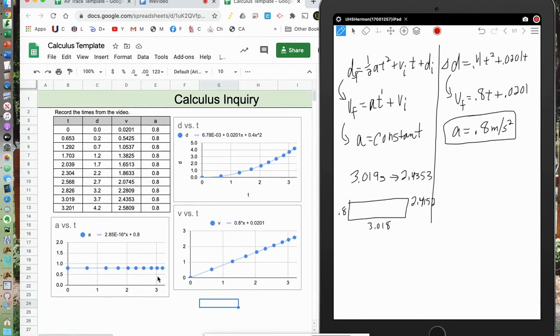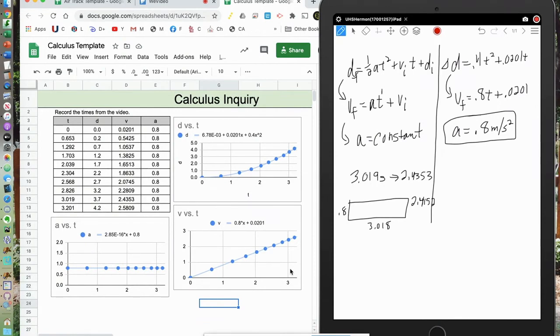Okay, now, so that means if I come over on this graph, and I look at 3.019 seconds, and I come up here, it would read 2.4353 velocity at 3.019 seconds. Okay, so now what I want to do is I want to integrate this graph. So this is a velocity time graph I want to integrate. I want to find the area underneath this curve up to 3.019 seconds.